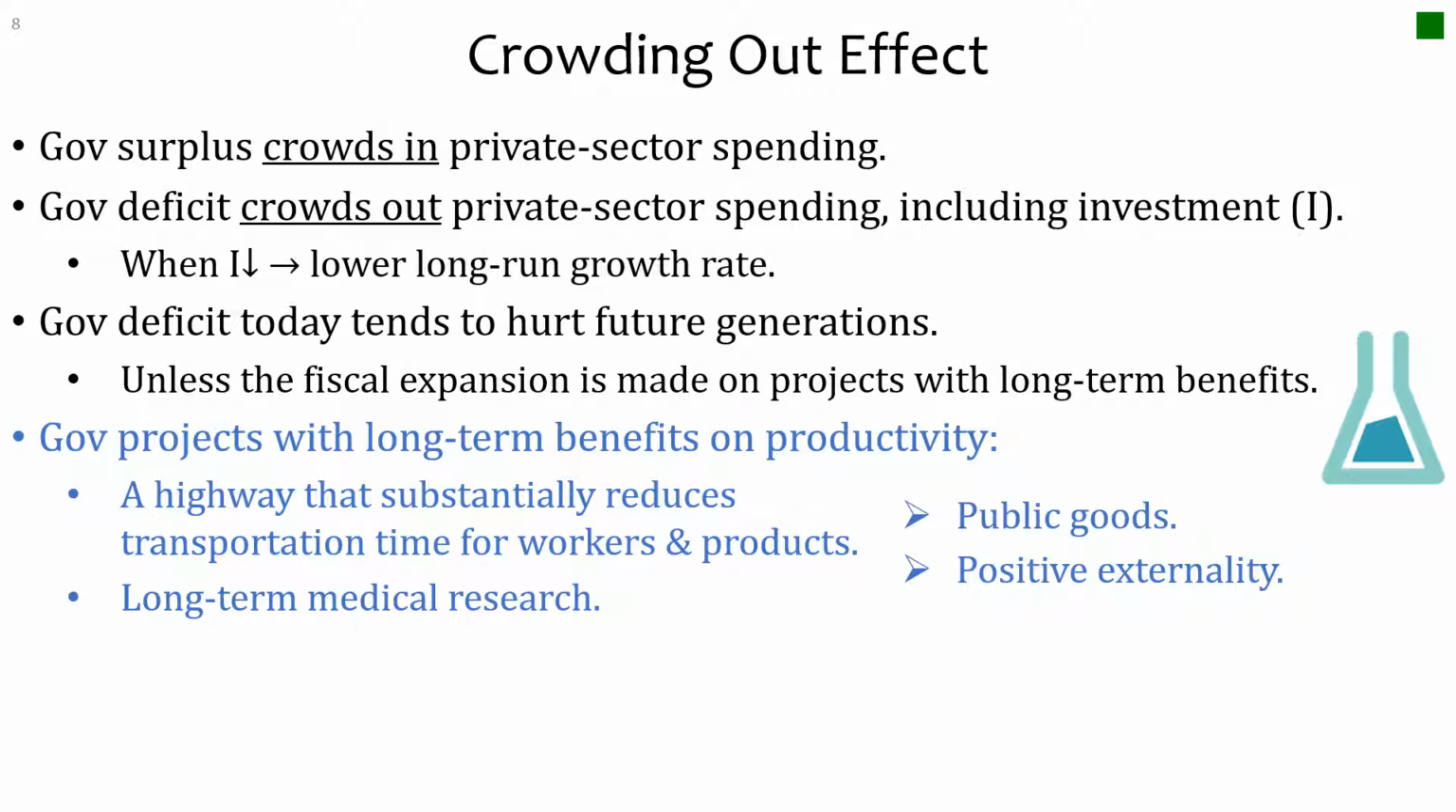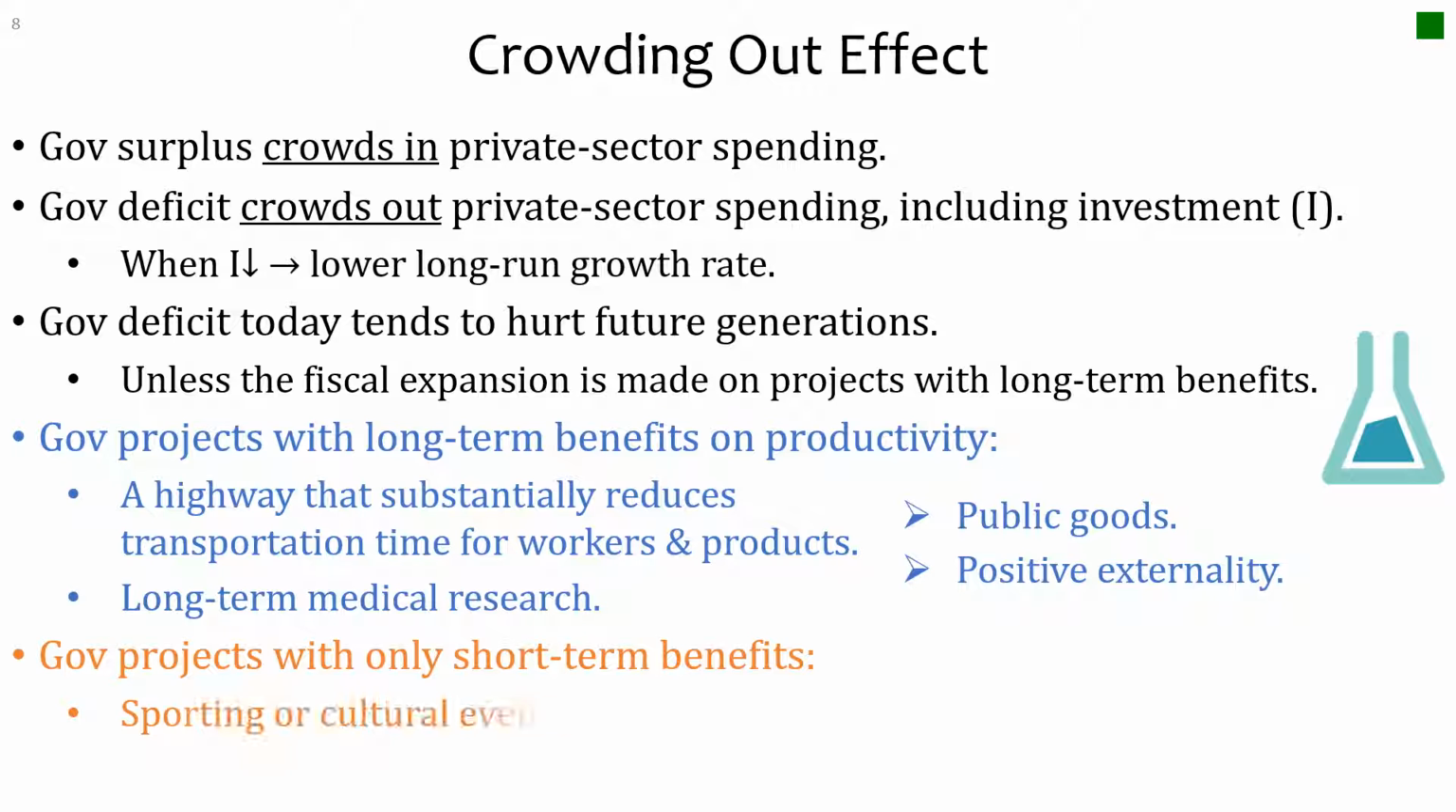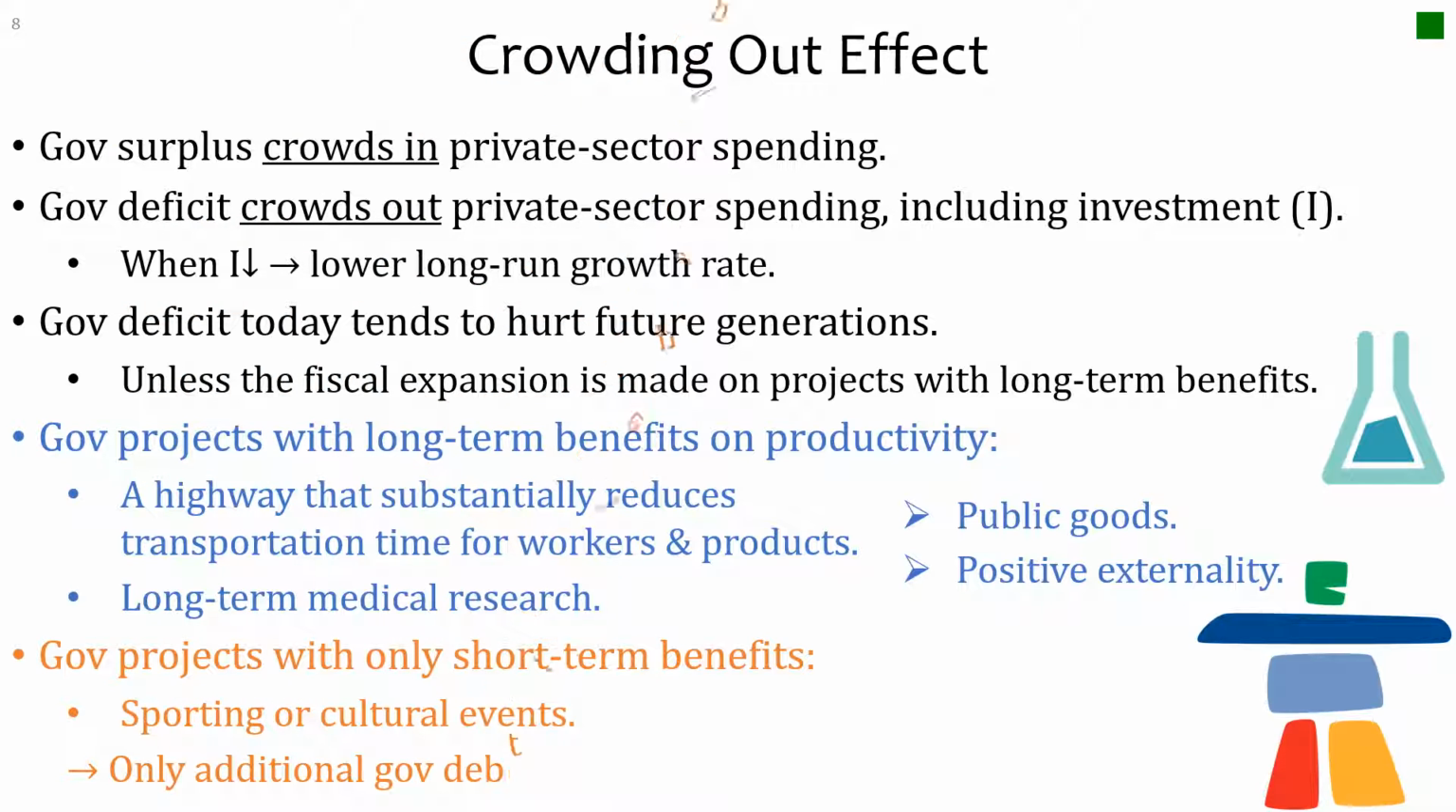Positive externality is when you do something that benefits others without being paid for it. So if there's long-term medical research, there are some spillover benefits. Government projects with only short-term benefits would be something like sporting or cultural events. For instance, the Winter Olympics in 2010 in BC would be an example of that, right? These things are extra cost for the government, and the cost is to be paid by future generations.